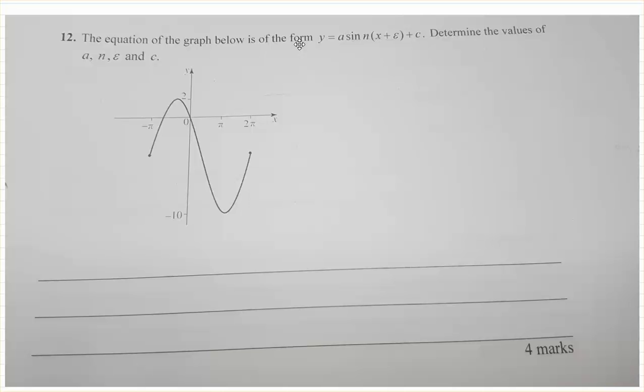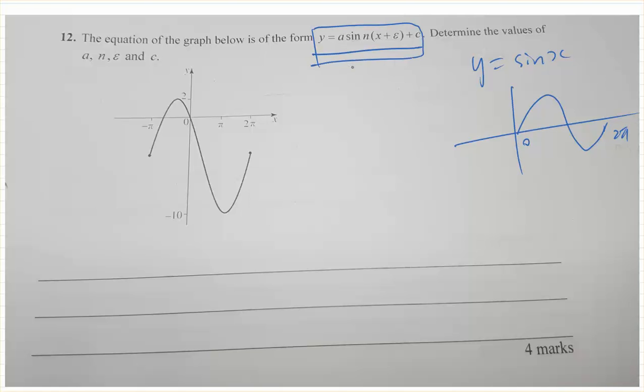This is for Year 11 Methods. We're going to look at a question posted by a student. We're trying to find a rule for this sine graph. In general, the normal sine graph looks something like this, and it goes from 0 to 2 pi. Obviously, this sine graph has undergone some transformations.